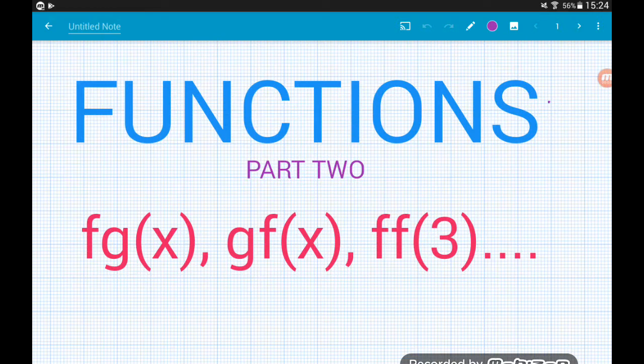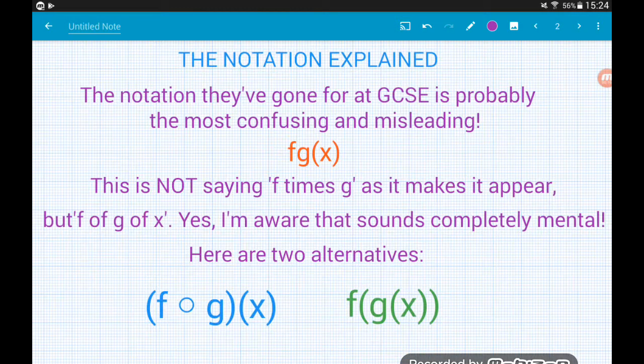So in this video we're going to be looking at dealing with what's called composite functions. Now that's things like f(g) of x, gf of x, etc, etc. So let's get down to business.